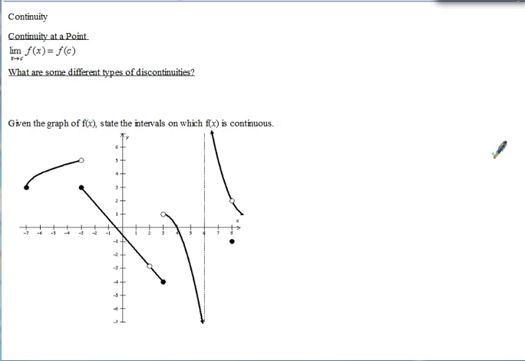These are the notes for AP Calculus on the topic of continuity. So continuity is where a function is continuous. So let's look at the definition for continuity at a point.